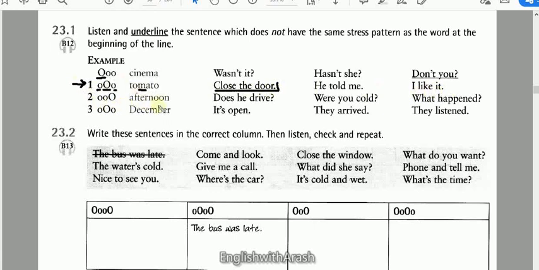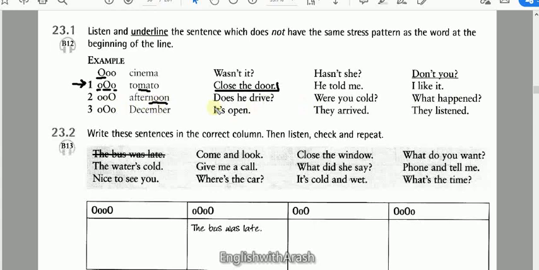Afternoon. Afternoon. For example, I sleep in the afternoons. Does he drive? Were you cold? What happened? Yeah, close the door. Good, Ali. No, he's good. Okay, good. Close the door. Yeah. So now we're going to number 3.